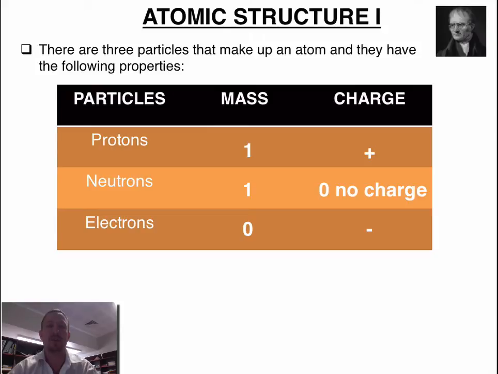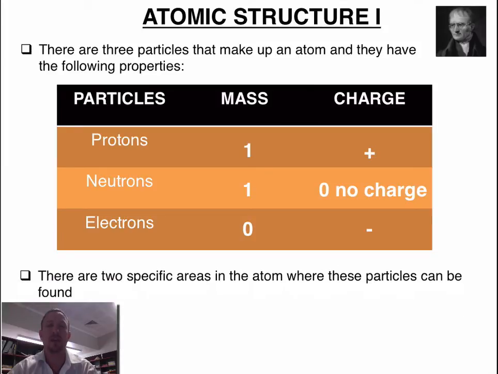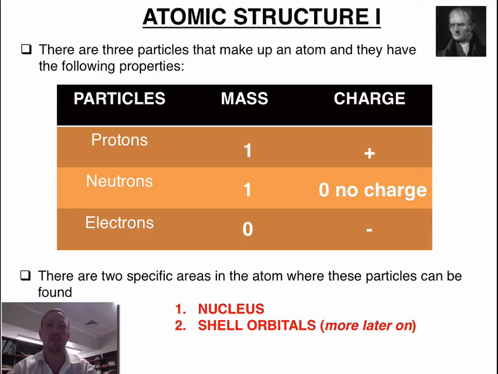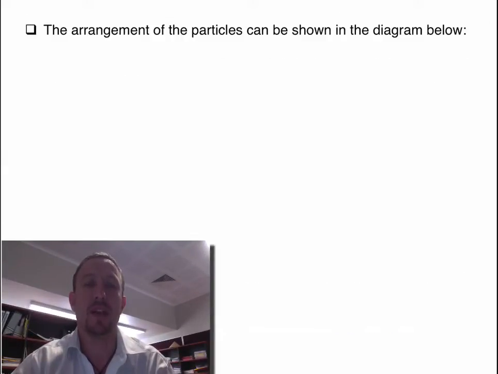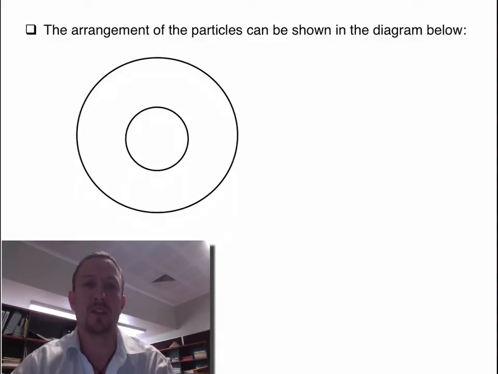So the next part that we need to look at in our story is where do we find these protons, neutrons and electrons? Well, there are two definitive areas where we will find these particles. These areas are the nucleus and the shell orbitals. We will not be talking about the shell orbitals in any great detail, but just be aware that for every atom we've got a dense nucleus, and then spinning around the outside we've got these shell orbitals. But where are these particles within these two areas? Whenever we draw an atom, we draw it using circles. Now these circles represent the two main areas.